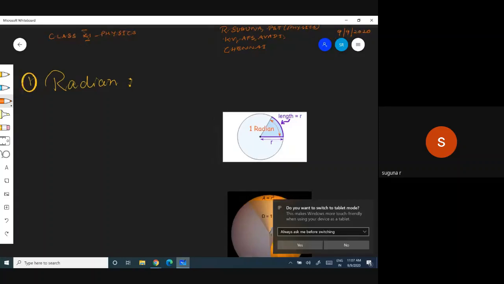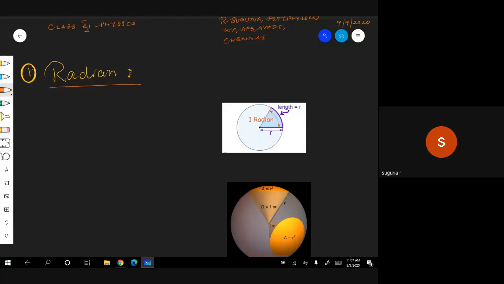And also we have seen some supplementary units. That time I told you supplementary units are actually radian and steradian. Okay, what is a radian? Radian is the SI unit for plane angle, and steradian is a unit for solid angle.